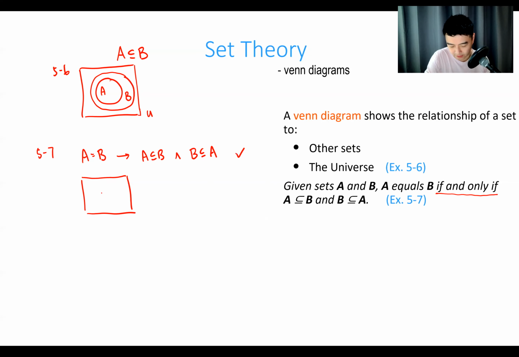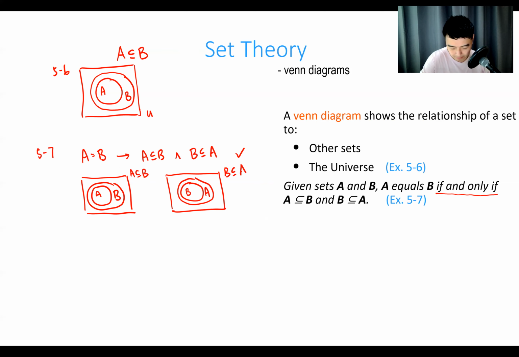So I have this here. I have set A and I have set B. So A is a subset of B. And I'm going to draw a diagram that says B is a subset of A. Now we are talking about both of these Venn diagrams being true. The first thing I want to point your attention to is this area right here.